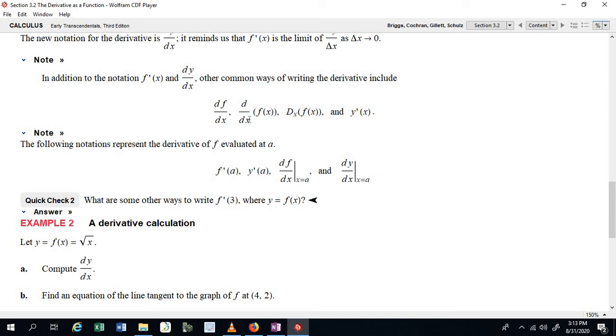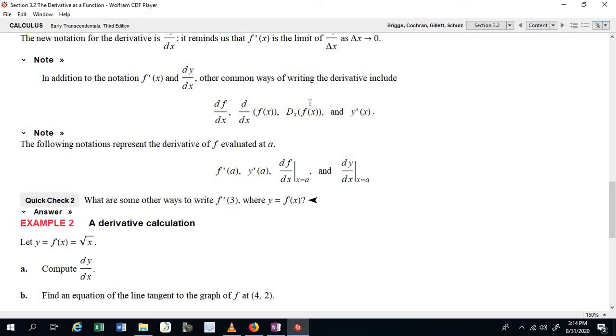A shorthand way of writing this derivative operator is to just write the capital D with a subscript x. And so this d divided by dx can be written more compactly as just capital D with a subscript x. So this is just the derivative operator written in a different way, and it means the same thing. It means you're taking the derivative of whatever's in parentheses next to it with respect to x.